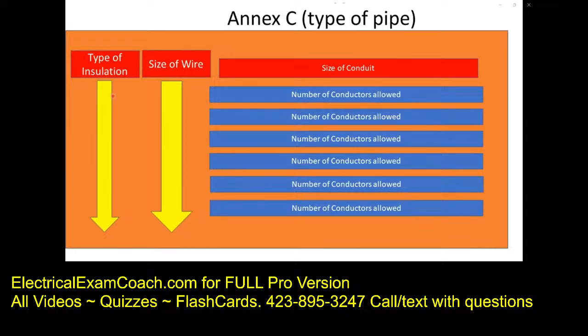And this is where we find some familiar friends. RHH, RHW, THHN, THWN-2, and that's going to be our type of insulation that our wire is coated. And then in the second column is going to be our size of wire. Now, you may find when you're looking that you find your type of insulation, but you don't find your size wire over there in the wire column.